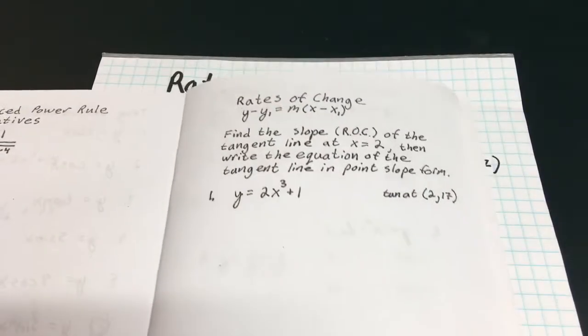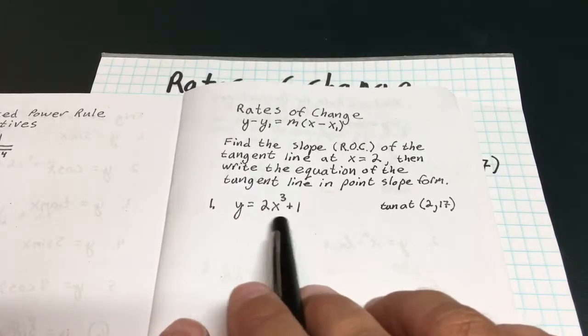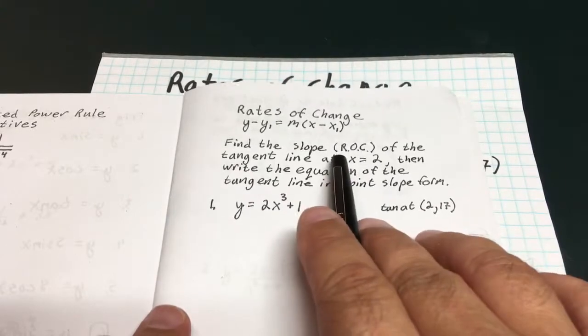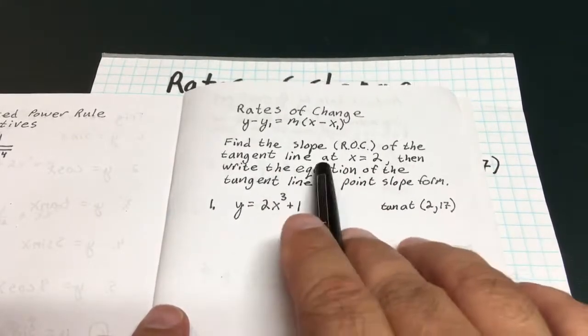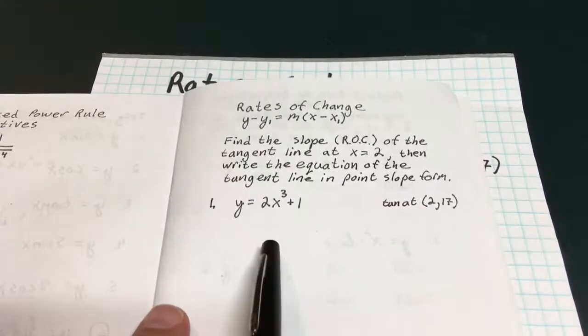Hi, I'm on page 6 here, and what I want to do is find the line tangent to the curve at the point (2, 17). So it says find the slope, rate of change. Sometimes it's called instantaneous rate of change of the tangent line at x equals 2. Then we're going to write the equation of the tangent line in point slope form.